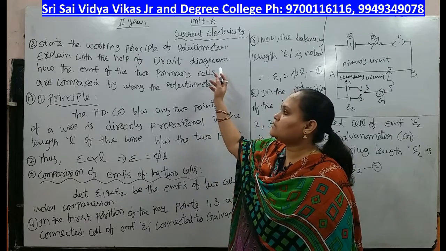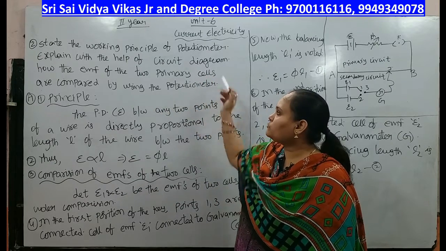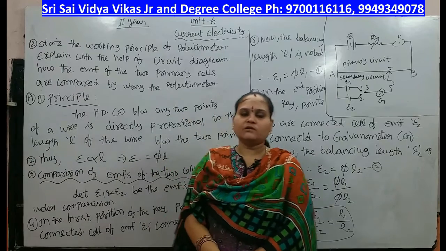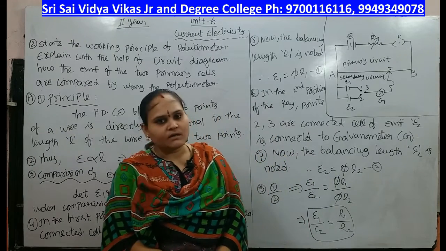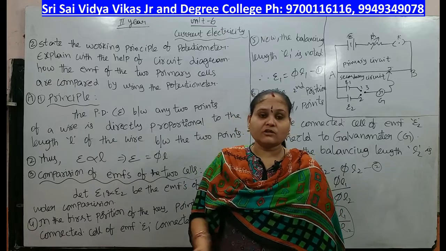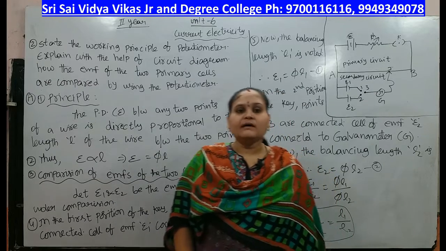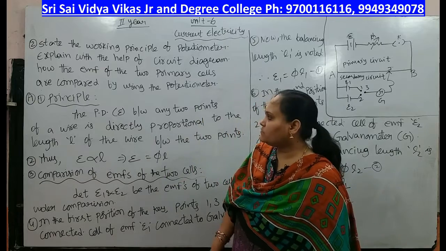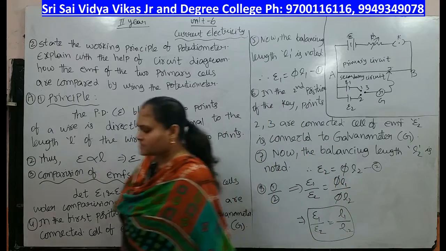Explain with the help of a circuit diagram how the EMF of two primary cells are compared by using the potentiometer. In this question, first we write the principle of the potentiometer, and then take the two EMFs, draw the circuit diagram of the potentiometer and compare the two EMFs. So for this purpose, first we write the principle of the potentiometer.